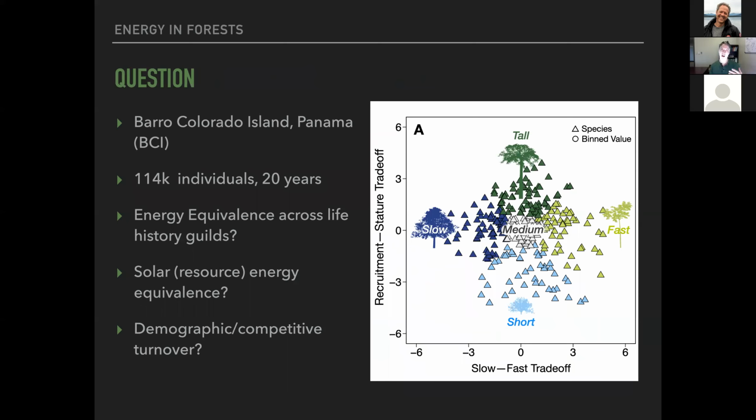So what I did was I collaborated with Nadja Rüger, who's looked at a lot of life histories. I identified all these species on this fast-slow continuum. That's on the x-axis. There's an additional axis she identified, stature-recruitment, where you have tall, long-lived pioneers, she calls them, that get really large stature. They grow quickly. They don't die, but they recruit very poorly. And the opposite is true of these shorter shrubs and small trees that recruit great, but then die easily and grow slowly. So I could look at all these groups and the middle, the medium, and compare patterns and see how they're diverging or converging on these generic macroecological patterns.